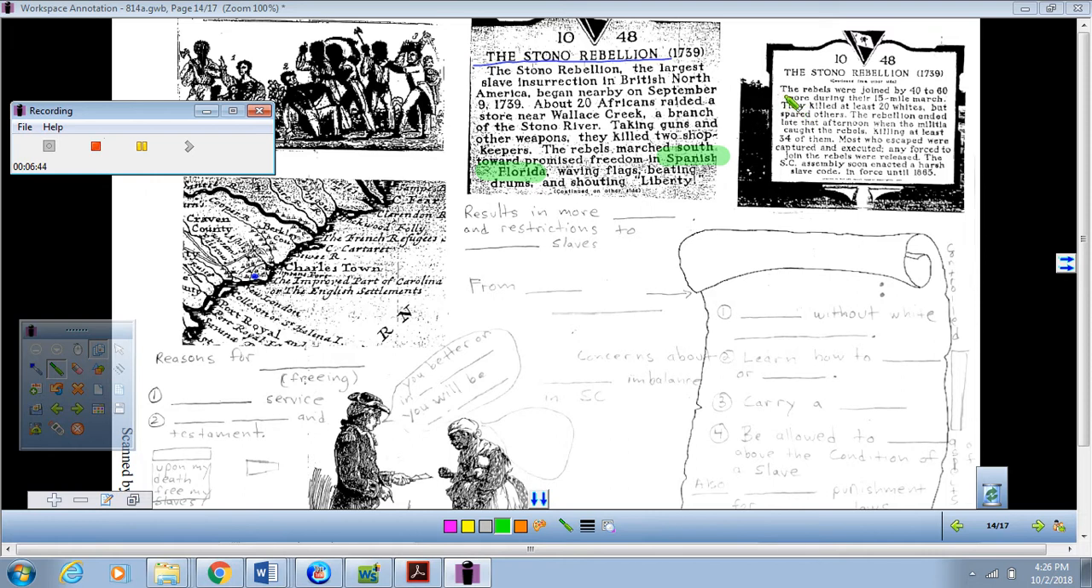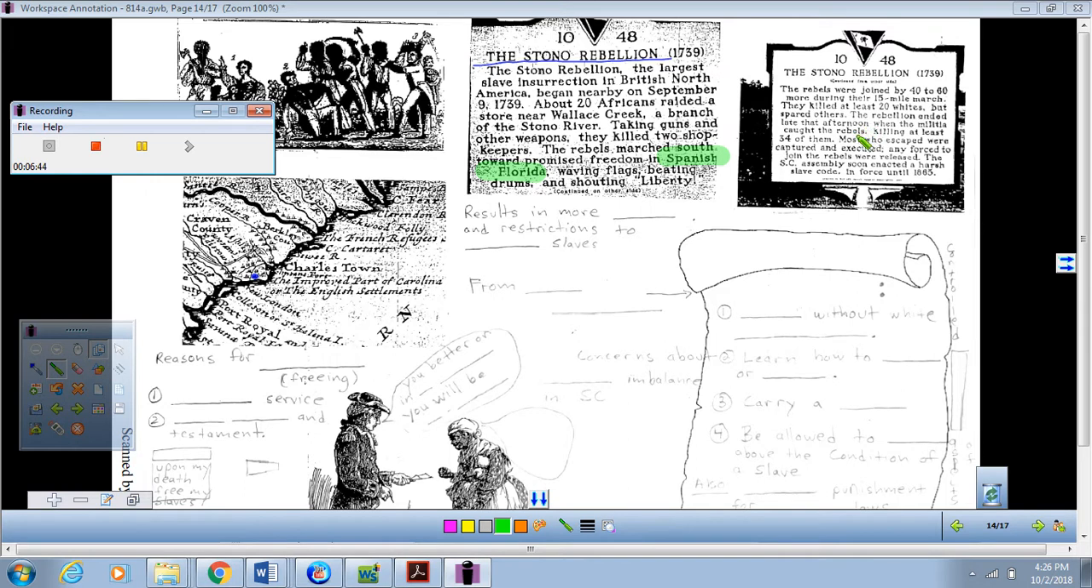The Stono Rebellion continued because the rebels were joined by 40 to 60 more during a 15-mile march. They killed at least 20 whites, but spared others. The rebellion ended late that afternoon when the militia caught the rebels.